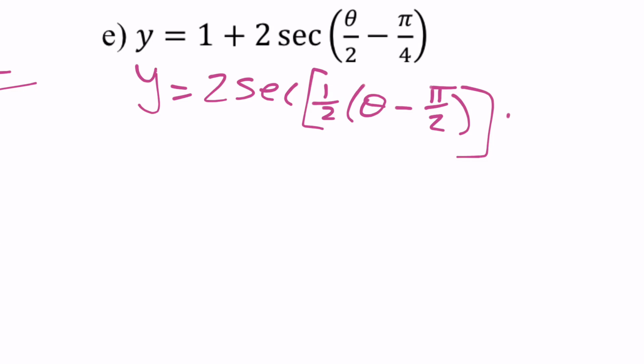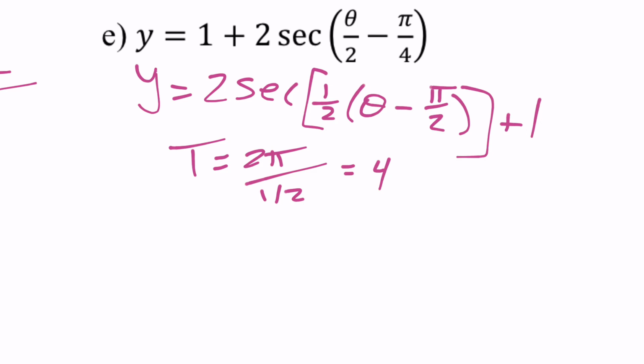Let's figure out, don't forget the plus 1, let's figure out what our period is. Well, normal period is 2 pi. We're dividing that normal period by a 1/2, which means it's actually getting bigger. We're going to get 4 pi as the period.